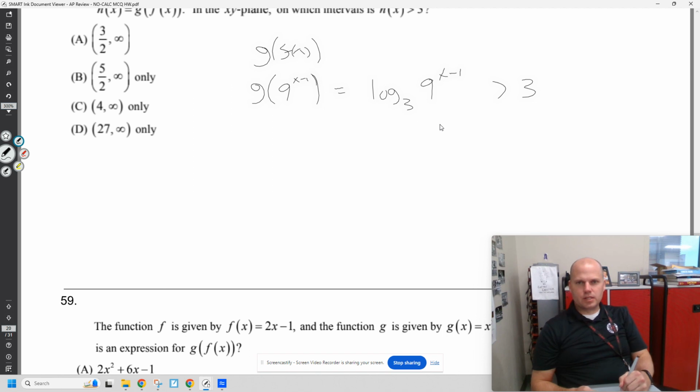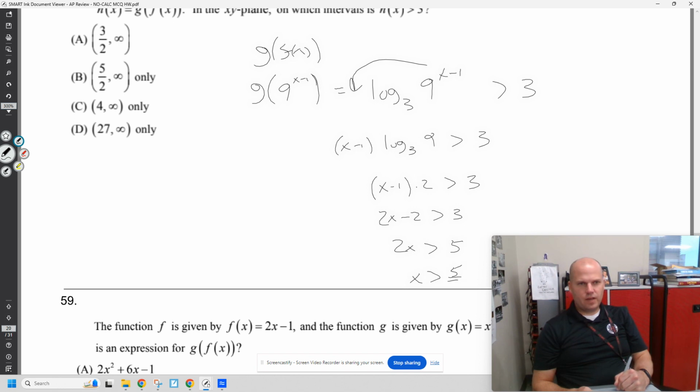Many ways to do this. Whether you simplify, I'm going to use log properties, which we talked about in the last video, to bring that down. And then I know the log base 3 of 9 is 2. So I get x minus 1 times 2 is greater than 3. You could distribute, or you could just divide by 2. 2x is greater than 5. X has to be bigger than 5/2.